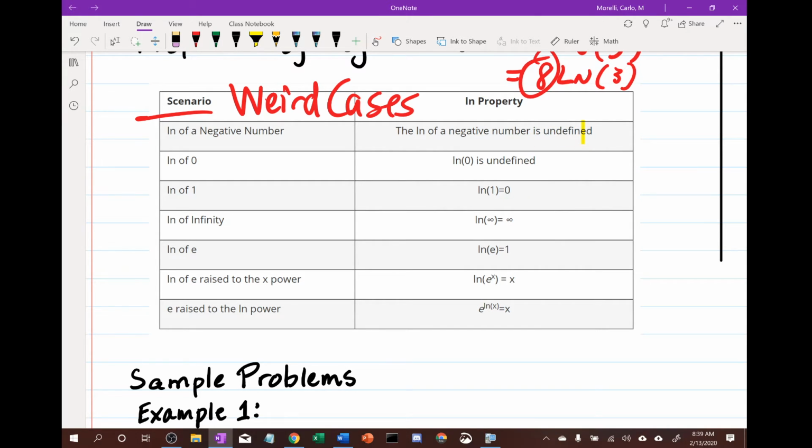So the ln of infinity is infinity. The ln of this dude, the transcendental number e, is 1. Important, important, important. But we'll get to all that later. All right.